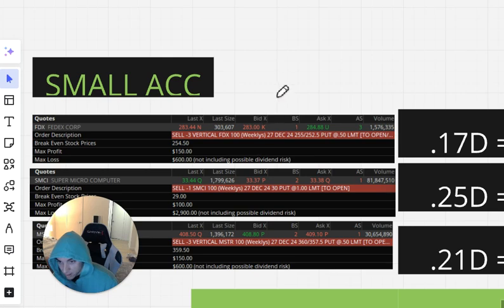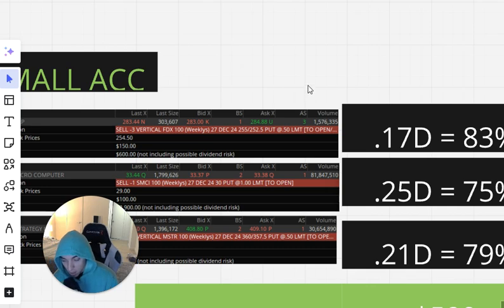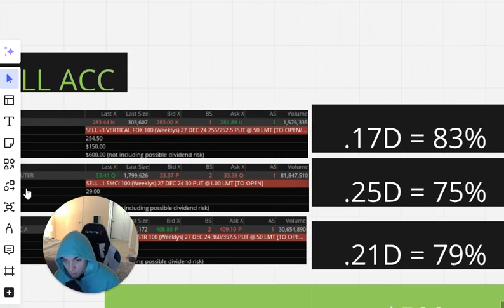So number 1, FedEx. FedEx has an upcoming earnings report. So what I did was I found the put option that has the put strike price with a 0.17 delta. So that's about an 83% probability that it stays out of the money by expiration and we keep our premium. And what I did was I created a spread.